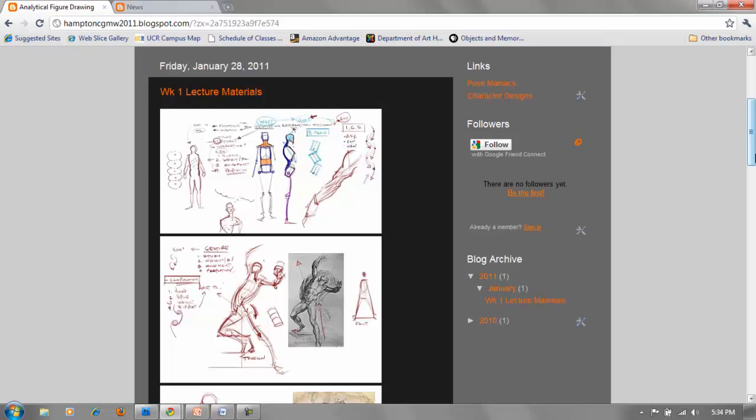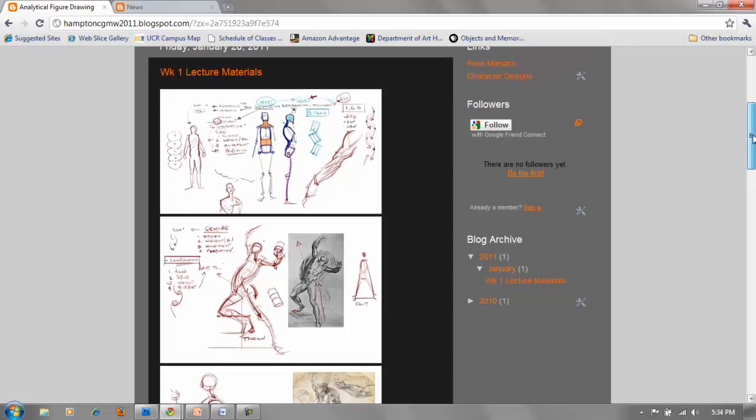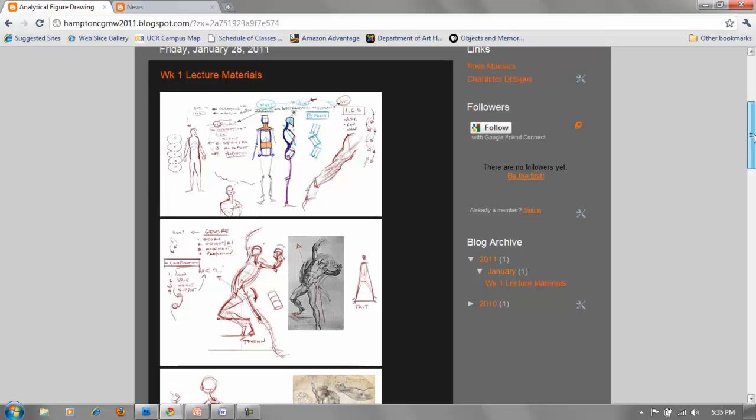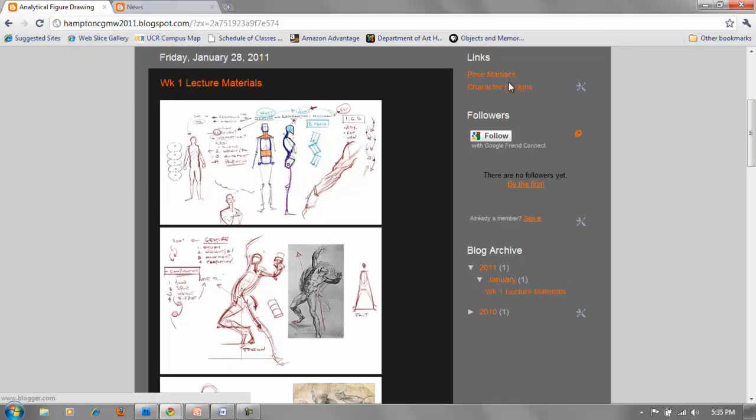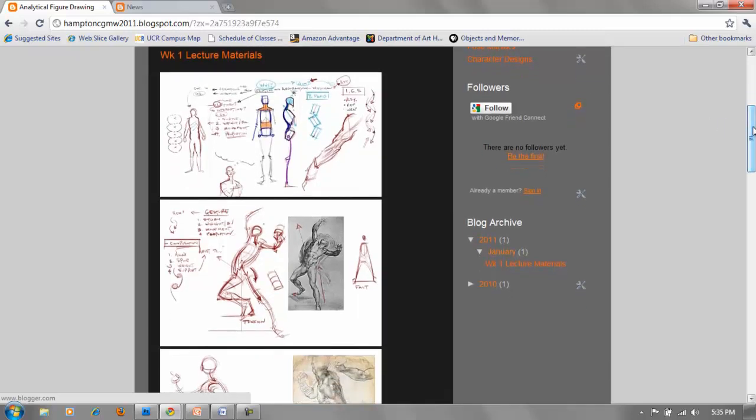I want to make sure that I can make my lecture material and teaching as transparent as possible, and that you feel like you have every possible avenue or opportunity to get in touch with me or have some type of interaction. What you'll find here is that there are also links, and I'll grow this list as we move on. The links are now there for homework and reference. Pose Maniacs and Character Designs are two good websites that have a lot of reference imagery for figures. I've also put up, as I'm doing this intro after the fact, some of the week 1 lecture materials.